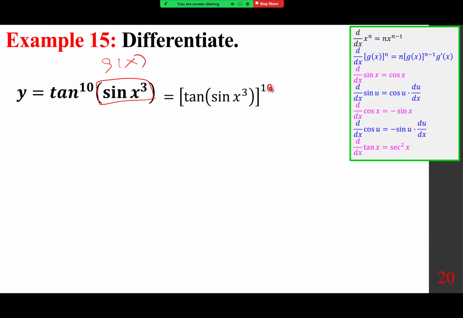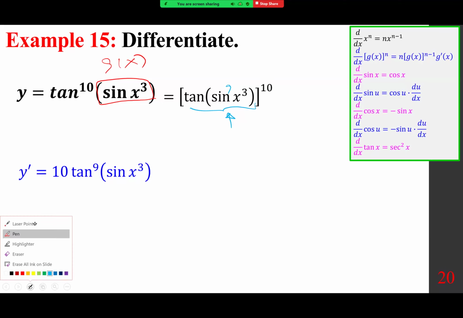Same thing to the power of 9. So when you want to write the same thing to the power of 9, you have two choices. You can put it in brackets to the power of 9, or say 10 tan to the power of 9 of sine x cubed. Now, this is g of x. Remember, this is g of x, everybody. So now you need to differentiate this by the chain rule.